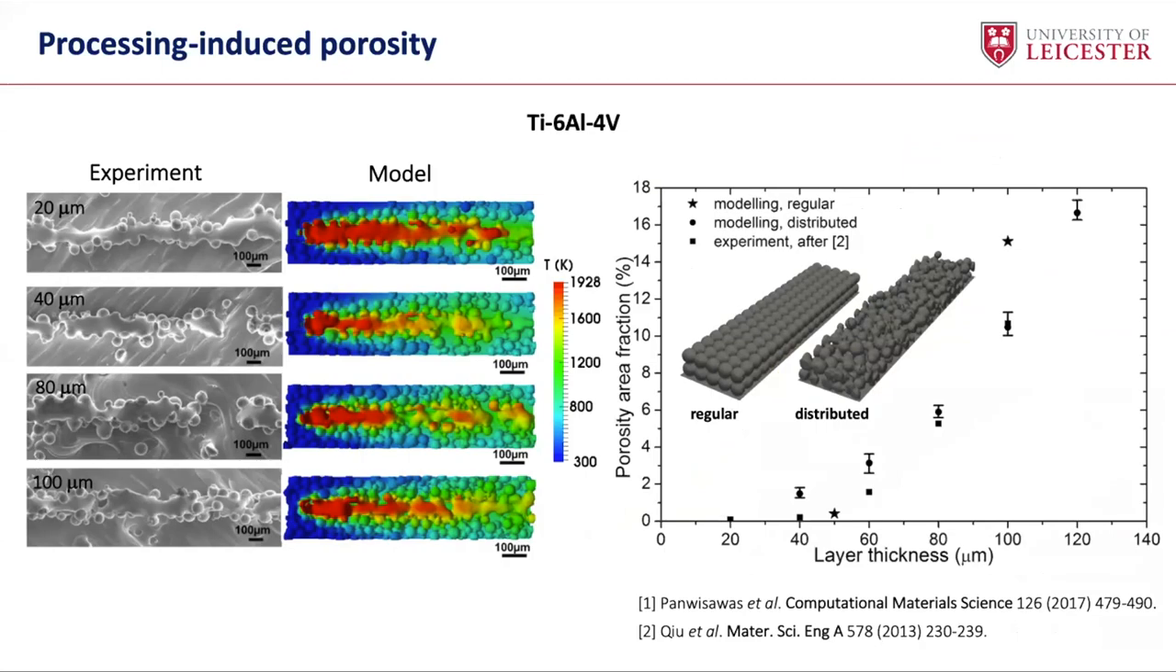This is an example published in Computational Materials Science using titanium 64 material. You see that the single track experiment matches quite well with the modeling result. On the right-hand side, you see the modeling result, which has good agreement with the experiment in terms of the porosity level. This can be done using distributed powder particles. We can't avoid the distribution, both shape and size distribution of the powder, to give meaningful predictions for industry, because porosity is one of the critical things that metal additive people want to know.